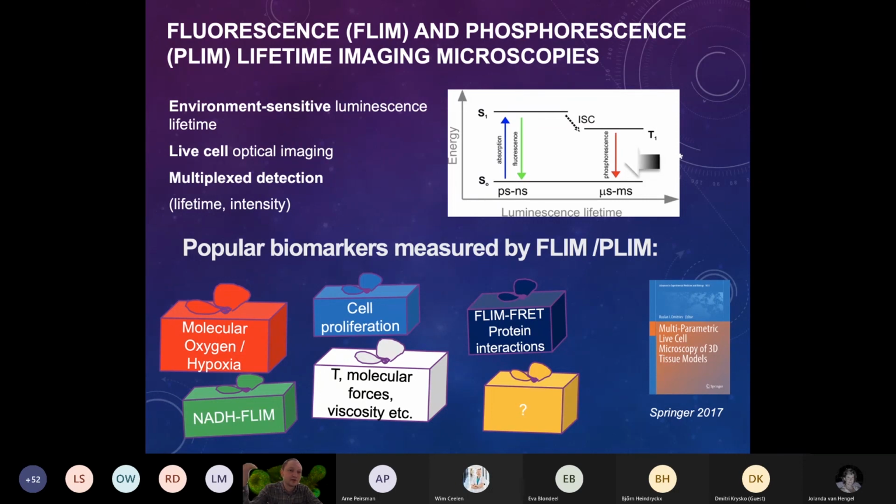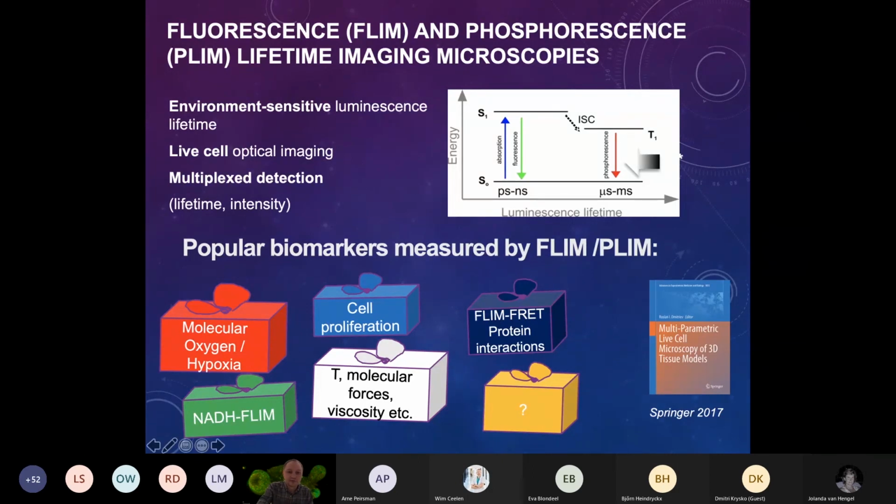Before it emits the light, it spends some time in the excited state. And if you have the equipment, such as a FLIM microscope, which enables you to measure this luminescence lifetime, then you can actually probe many parameters and biomarkers, such as molecular oxygen and hypoxia in real time. You can label cell proliferation. You can also study protein interactions using FLIM FRET approaches and many other parameters.